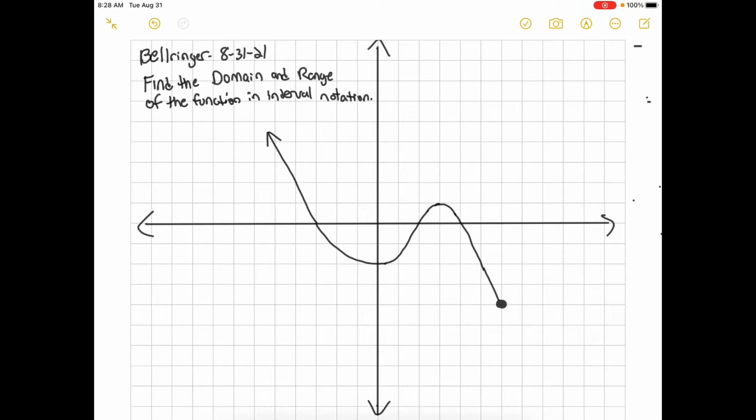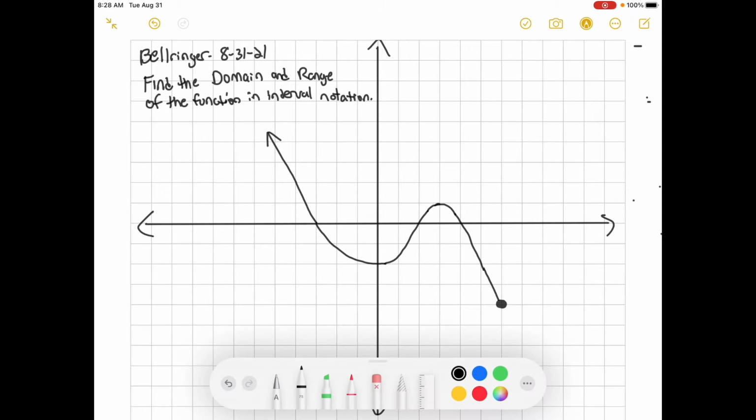So let's find the domain, which is every possible x value in a function, and the range, which is every possible y value in the function. Alright, so finding the domain, we're looking from left to right. We're looking at the x values. So we're looking horizontally. Along the x-axis, we'll go from left to right, or negative to positive.